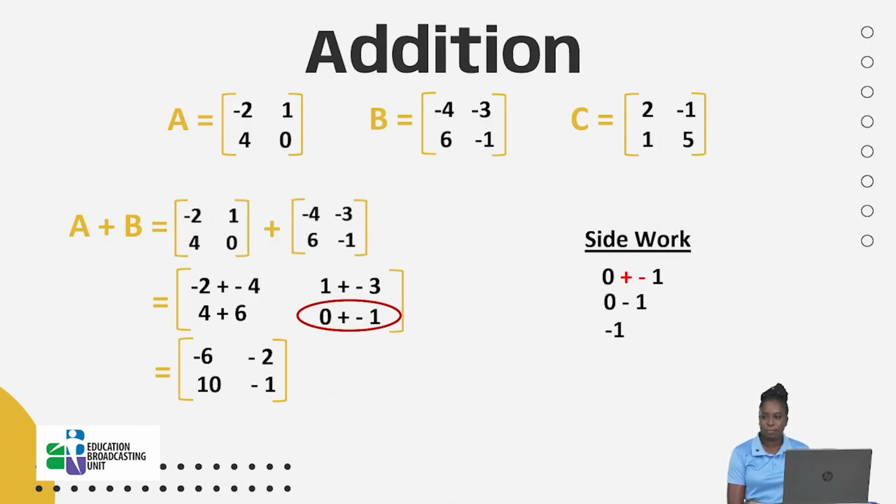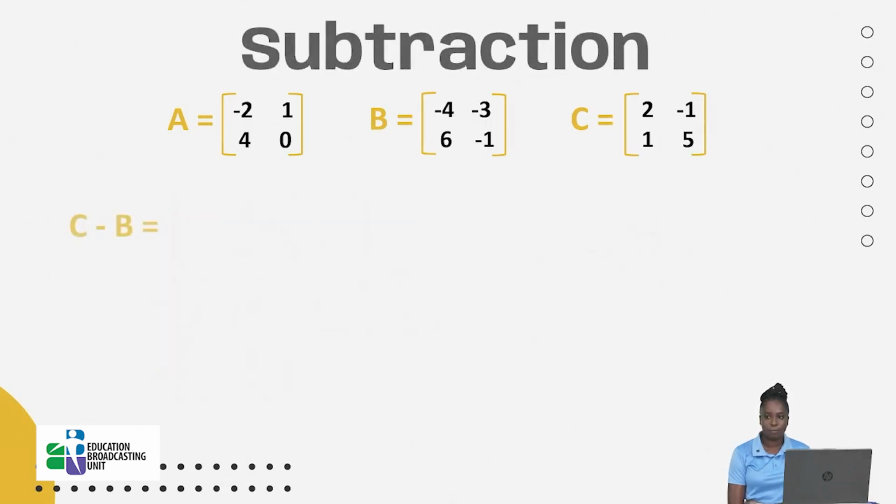And that's it for the addition of this problem. Now let's move on to subtraction, because subtraction works just as the addition. And so in this case, we're asked C minus B. What does that equal to? So following the process, we will replace C with the matrix C, and we are going to subtract B.